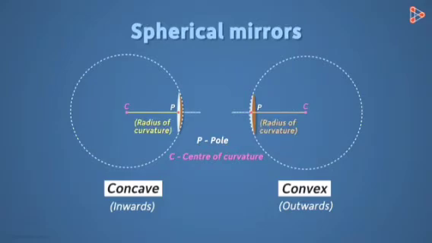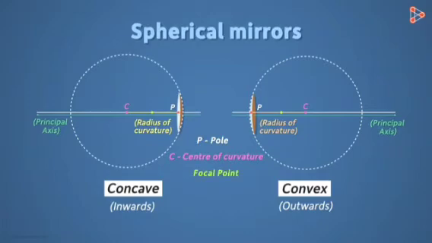Join the pole and the center of curvature with a line. This line is called the principal axis. The midpoint of the line segment joining the pole P and the center of curvature C is called the focal point. It's denoted by the letter F.